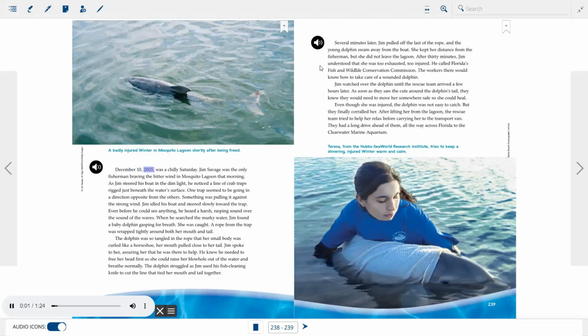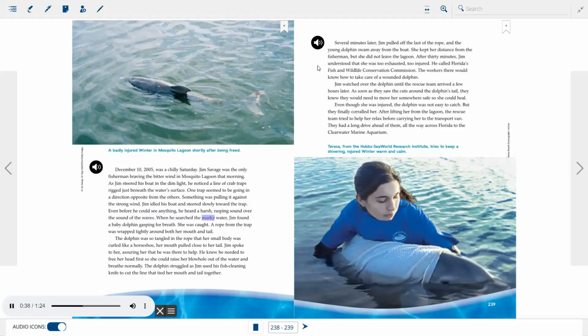December 10th, 2005 was a chilly Saturday. Jim Savage was the only fisherman braving the bitter wind in Mosquito Lagoon that morning. As Jim steered his boat in the dim light, he noticed a line of crab traps rigged just beneath the water's surface. One trap seemed to be going in a direction opposite from the others. Something was pulling it against the strong wind. Jim idled his boat and steered slowly toward the trap. Even before he could see anything, he heard a harsh, rasping sound over the sound of the waves.